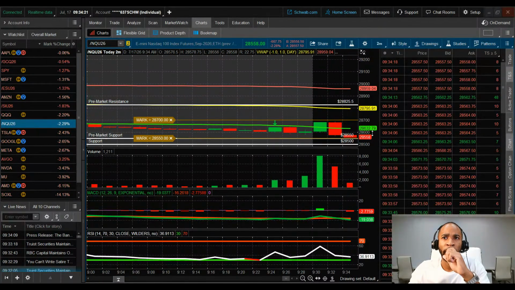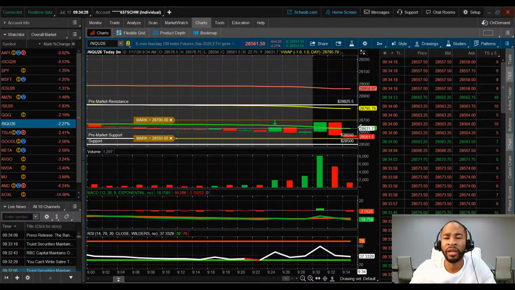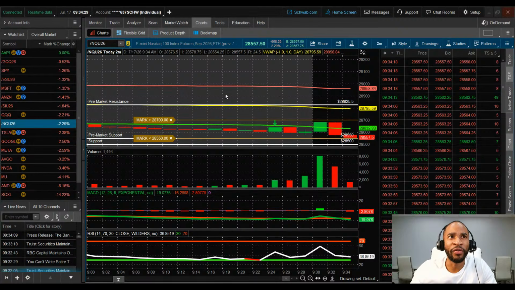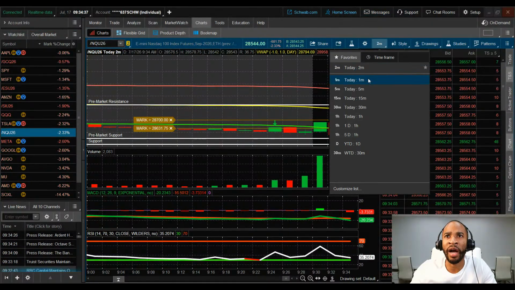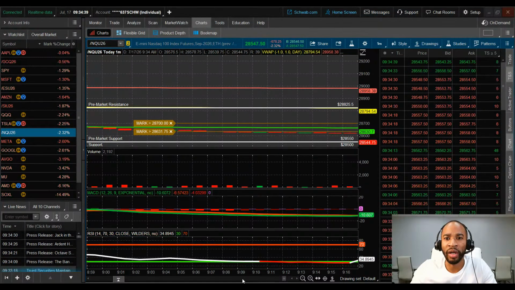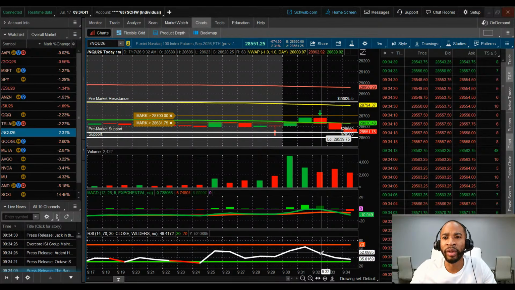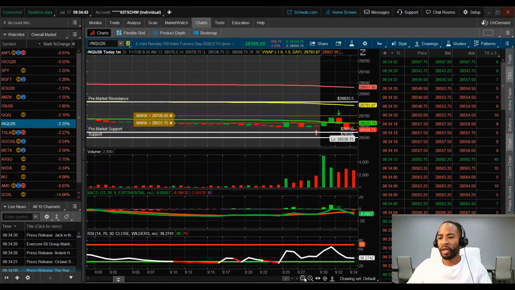Yep, we're still bearish. And let me set up an alert right here. I'm trying to wait patiently before I take a trade because we all know that this thing can reverse on us at a fast rate. All right, so we just broke below our pre-market support. Let's see if we're going to stay below that pre-market support.